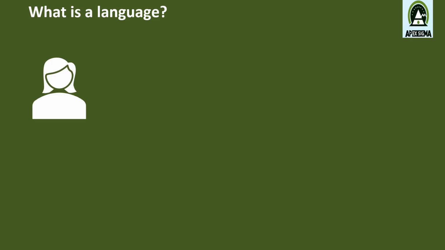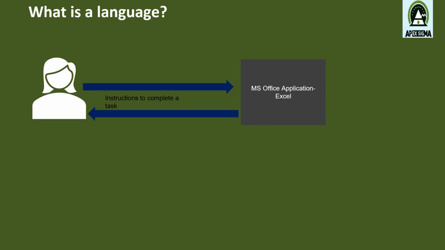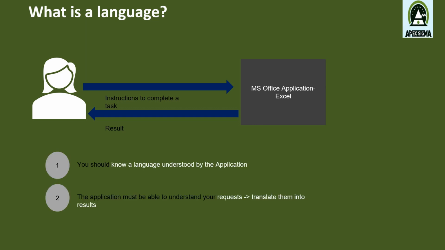Now VBA is a language. So what's a language? You give a set of instructions to an application, and the application processes your information and gives you certain results. So there are two assumptions here. You should know the language understood by the application, and the application must be able to understand your requests and translate them into the desired results.